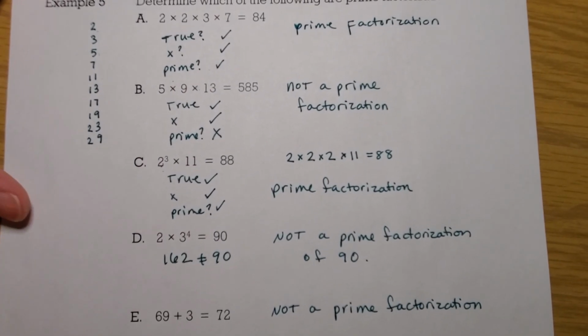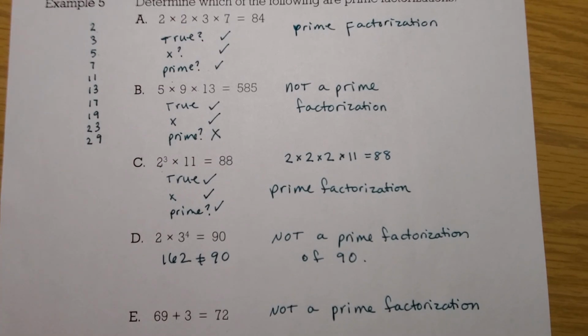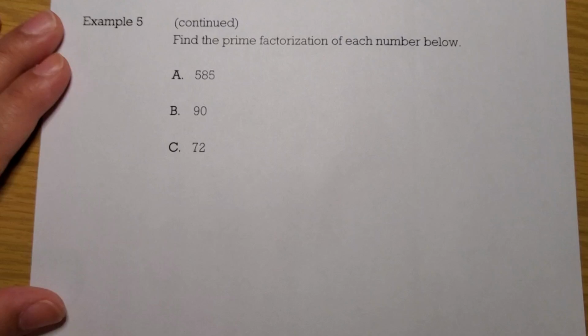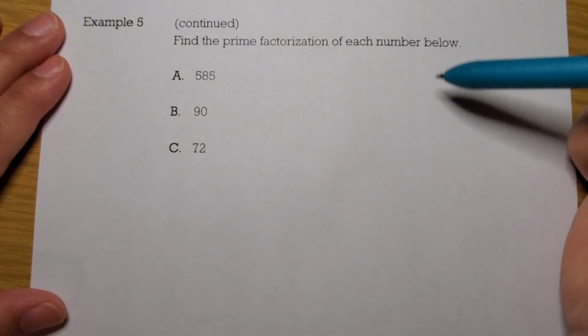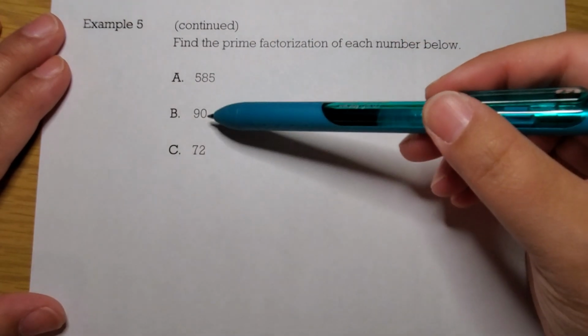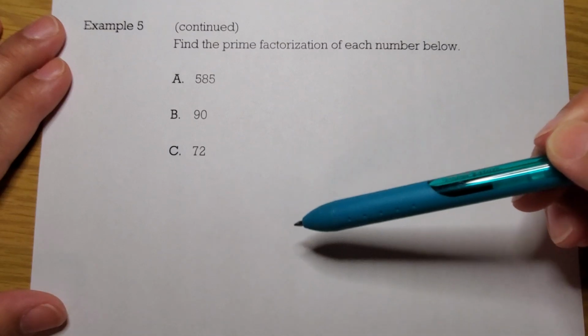All right, cool. So these are some ways that you can check to see if you get a prime factorization. One of the reasons we want to be able to check is because we're going to be finding prime factorizations, and we want to be able to tell if our answers are correct or not. So let's go ahead and make some factor trees to find the prime factorization of a few numbers. Okay, so we're going to find the prime factorization of 585, 90, and 72.